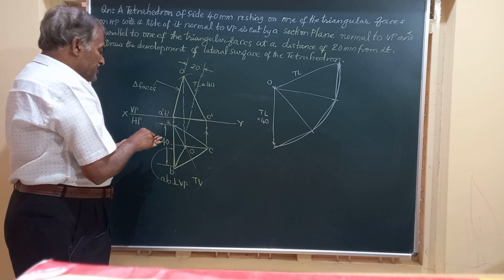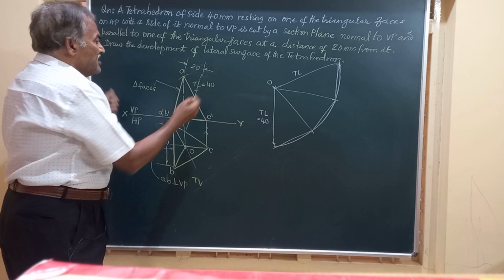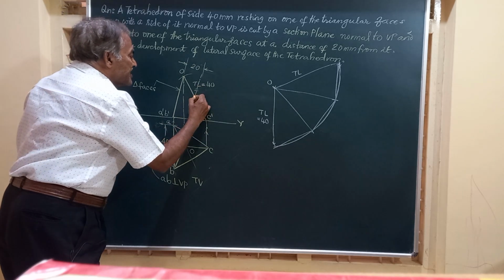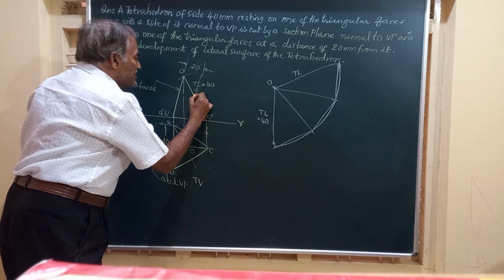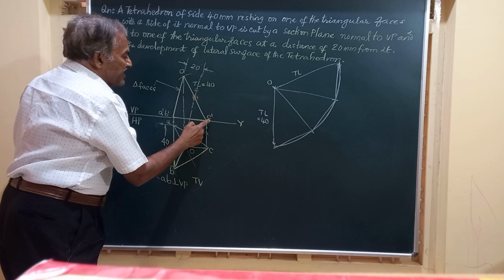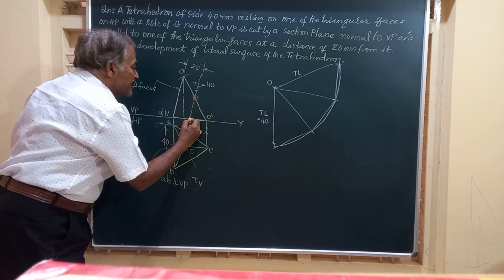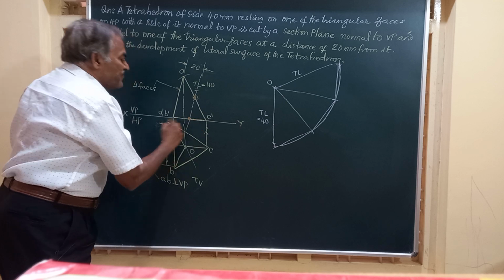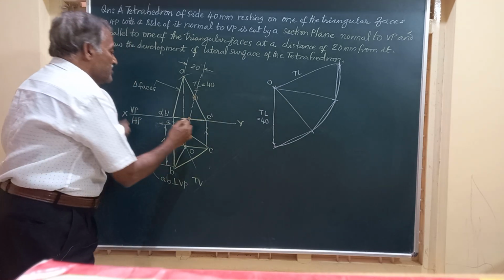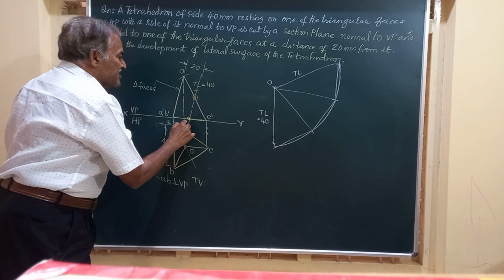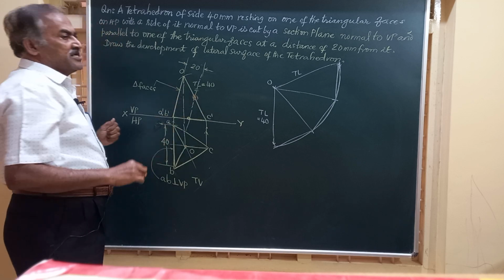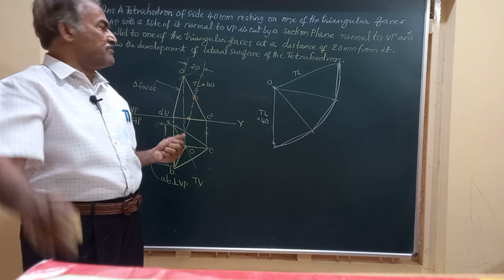So friends, you can observe here the solid is cut by the section plane. This is on a slant edge, that is OC, 1 point, and it is also cutting the bottom face of the triangular surface. So there will be 2 points here and 1 point here. So totally you are going to get 3 points.